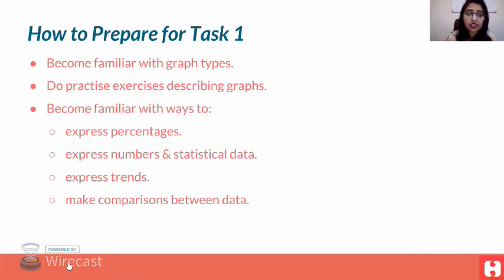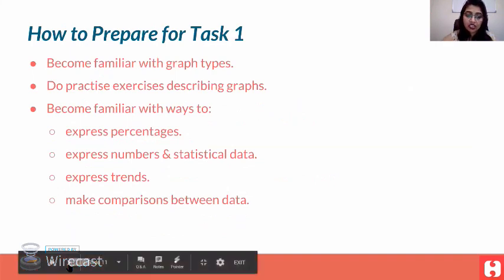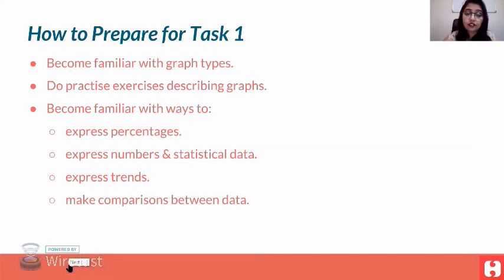How to prepare for task 1? Become familiar with graph types. Do practice exercises describing graphs. You have to do a lot of practice involving graphs that take up comparisons, because this is an area wherein you are bound to make more mistakes. Become familiar with the ways to express percentages. How do you express percentages? There are particular ways of dealing with these things. Express numbers and statistical data, express trends, make comparisons between data.